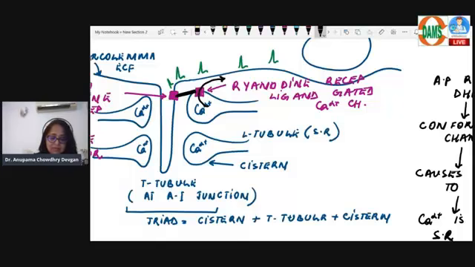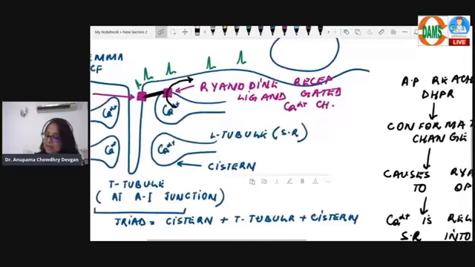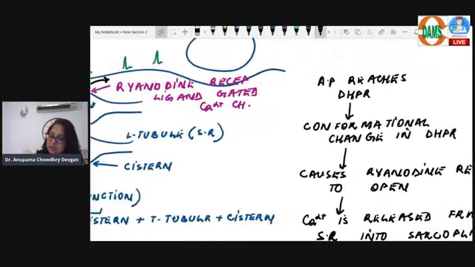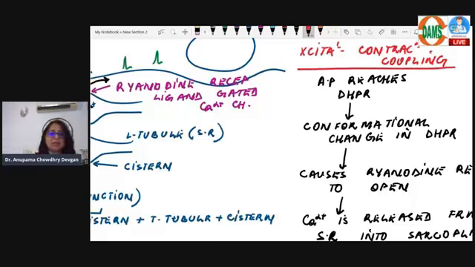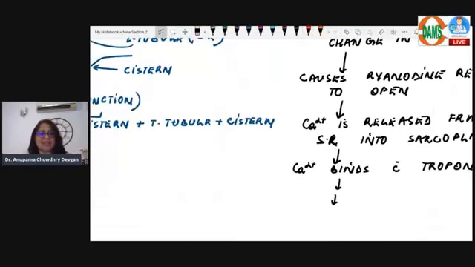This entire process is known as excitation contraction coupling. What is excitation contraction coupling? Why do I call it excitation contraction coupling? Because here the excitation, which is the action potential, the electrical activity, is getting converted into contractile activity. Have you understood?